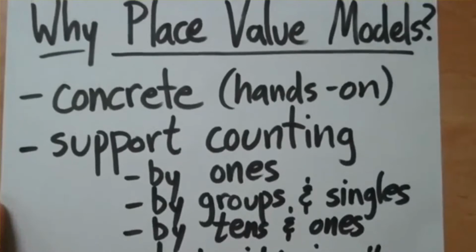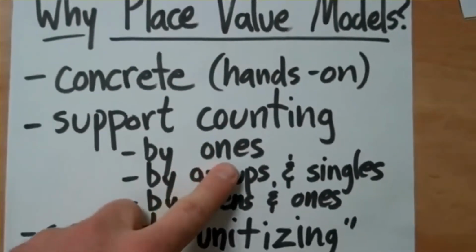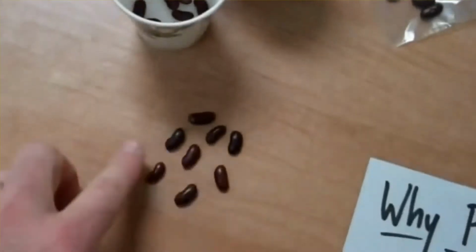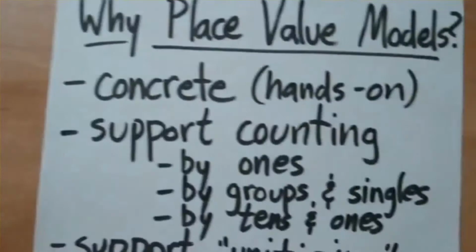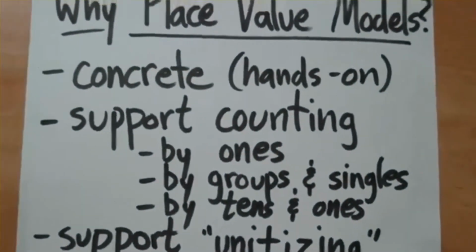Place value models support counting in three important ways. Counting by ones, and this is where students start. As they use place value models, they will count every individual one and come up with their count based on counting by ones. Then they can begin to think about counting by groups and singles.